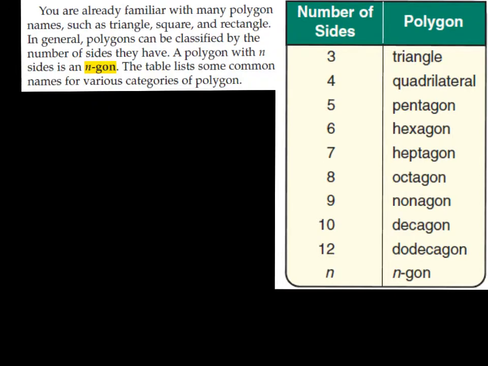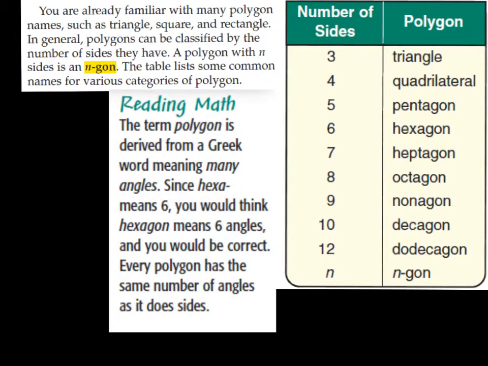You're already familiar with many polygon names, such as triangle, square, and rectangle from kindergarten. In general, polygons can be classified by the number of sides they have. A polygon with n sides is an n-gon. The table lists common names for various categories of polygon. The term polygon is derived from a Greek word meaning many angles. Since hexa means 6, you would think hexagon means 6 angles, and you would be correct. Every polygon has the same number of angles as it does sides.